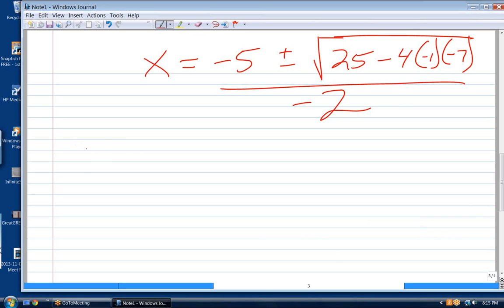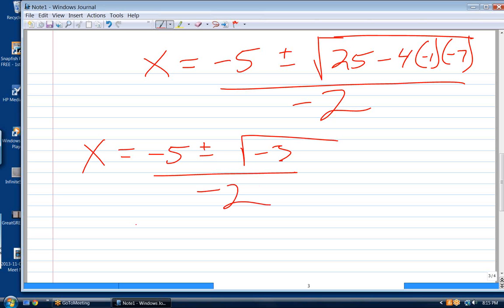So what does this simplify to? X equals negative 5 plus or minus square root of 25 minus 28 all over negative 2. And let's put that in complex a plus bi format. Plus or minus root 3i. Okay, so we can switch this to root 3i.